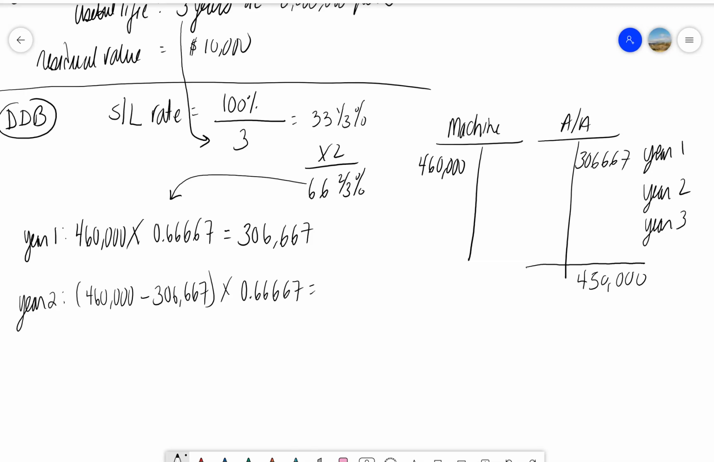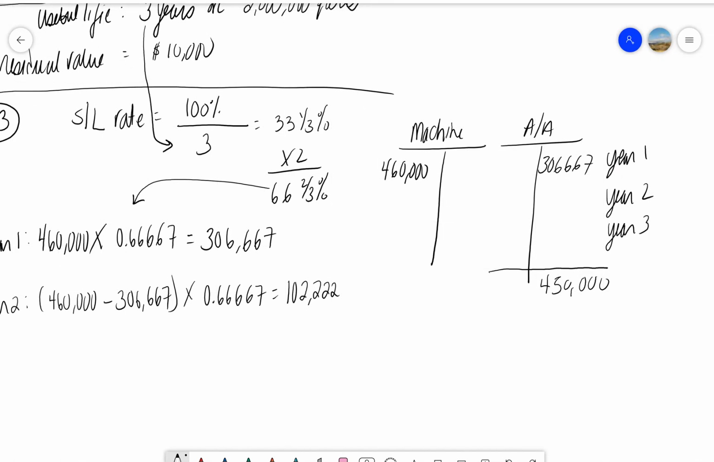And so if you work through that, 460,000 minus 306,667 times 66 2/3%. In year two, we're going to have amortization expense of $102,222. Now, what you notice is that we take a lot more amortization in year one, and then every year after it's a little bit less. And so in year two, we update our accumulated amortization account, $102,222.